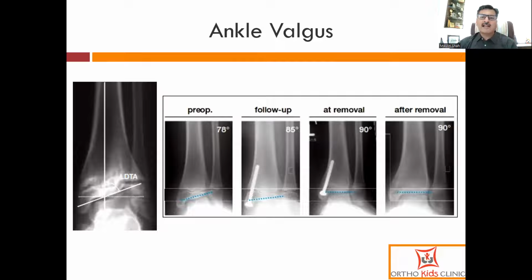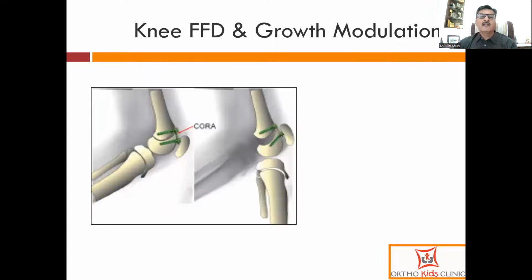One of them is ankle valgus, which is seen in some children with fibular hemimelia, or post-traumatic with a very small bar, or myelomeningocele. You can use it, and it has shown the ability to correct the ankle valgus deformity.